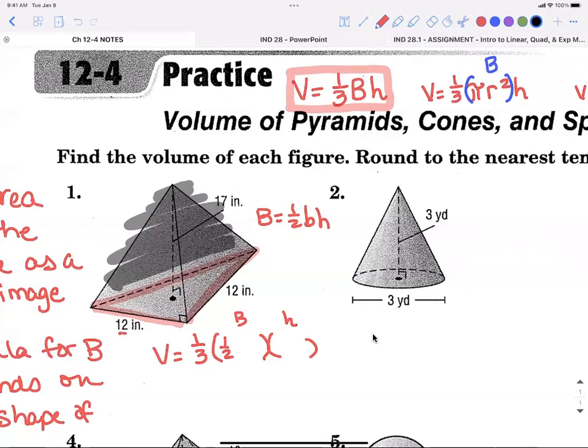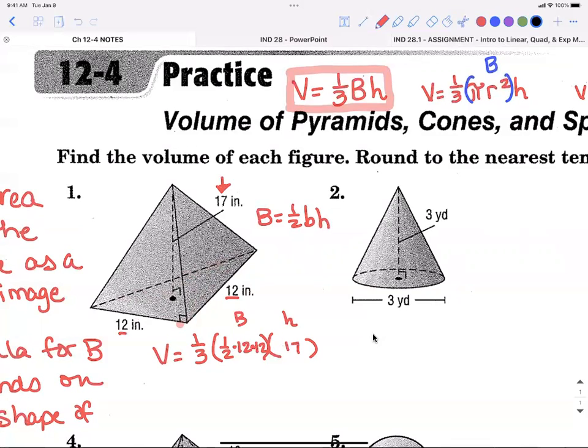Our base right here is 12. And our height right there is 12. That is the capital B, which I didn't leave myself much room for, did I? 1/2 times base times height, right? That's the formula for the area of our triangle. And then it's times the height of the pyramid. Now we're back to 3D. Now it's times the height of the whole 3D image, which is right here with the 17 inches.